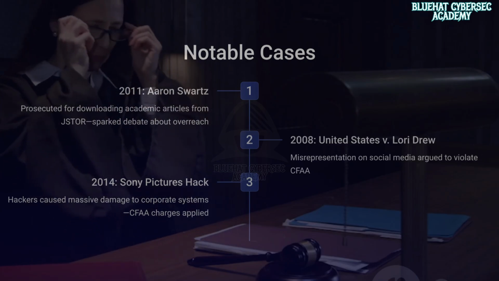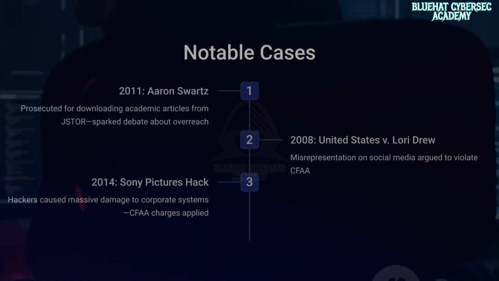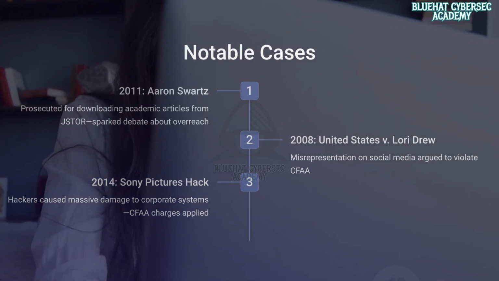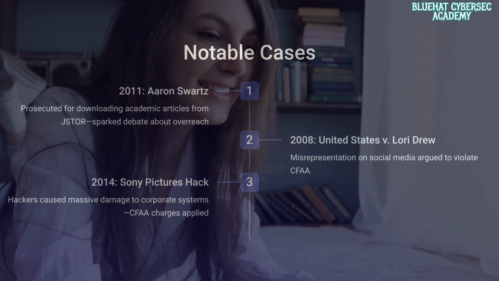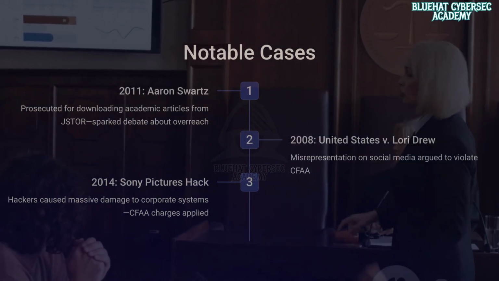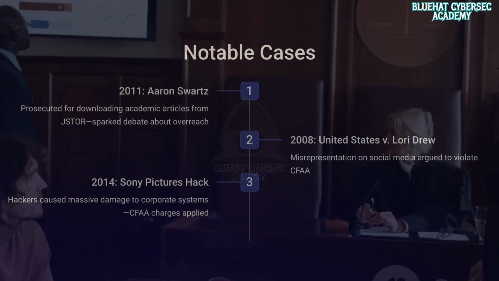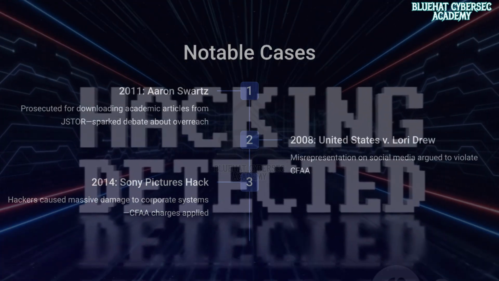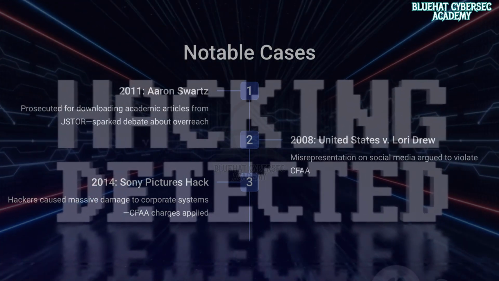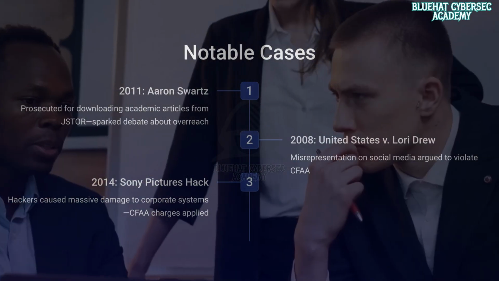To really get a sense of how the law works, it helps to look at some notable cases. For example, there's Swartz in 2011. He was prosecuted for downloading academic articles from JSTOR, and that actually sparked a huge debate about overreach under the CFAA. Then, there's United States versus Lori Drew in 2008, where misrepresentation on social media was argued to violate the law. And of course, the Sony Pictures hack in 2014, where hackers caused massive damage to corporate systems, which led to CFAA-based charges. So, these cases really highlight both the power of the law and the controversies it can create.